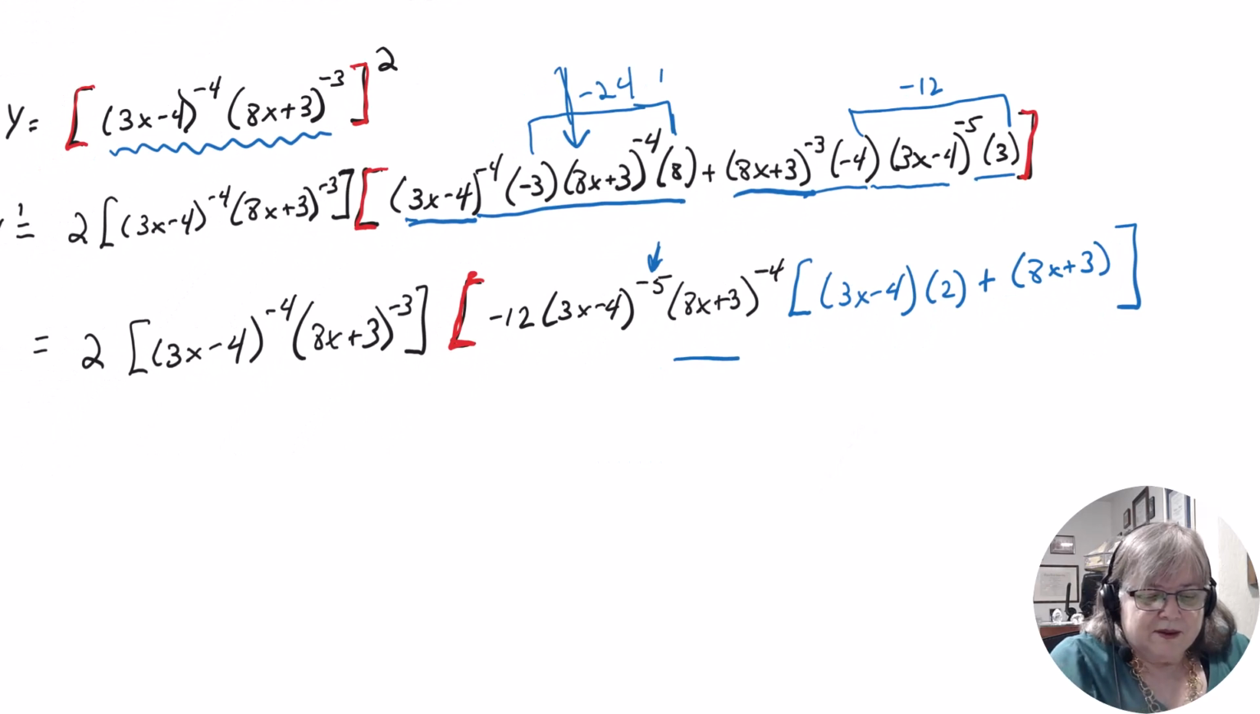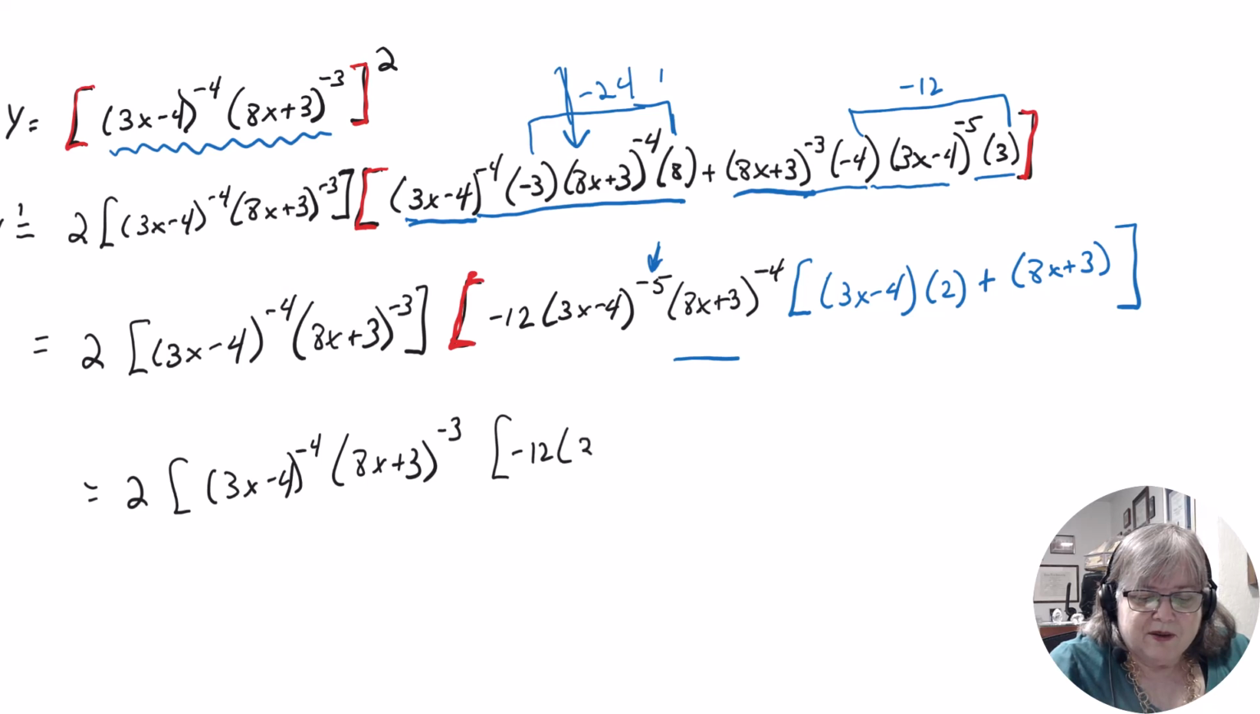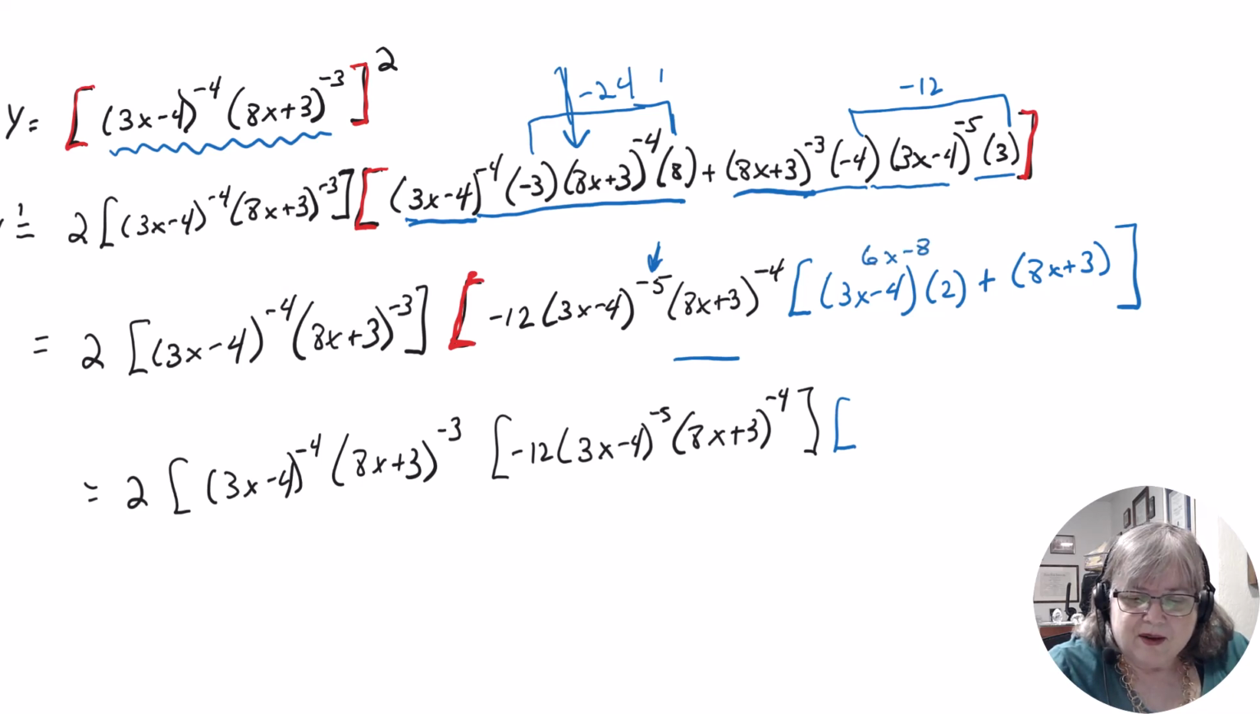Okay? So I have 2 times 3x minus 4 to the negative 4th, 8x plus 3 to the negative 3rd, minus 12 times 3x minus 4 to the negative 5th, 8x plus 3 to the negative 4th, and in this part, okay, I have 6x minus 8 plus 8x plus 3, so I have 14x minus 5. You okay so far?